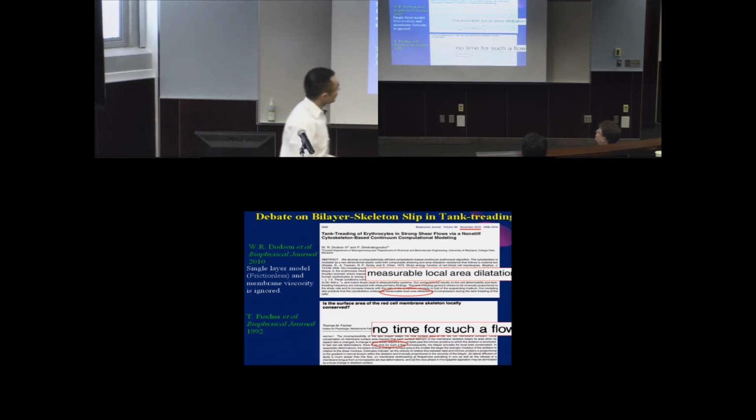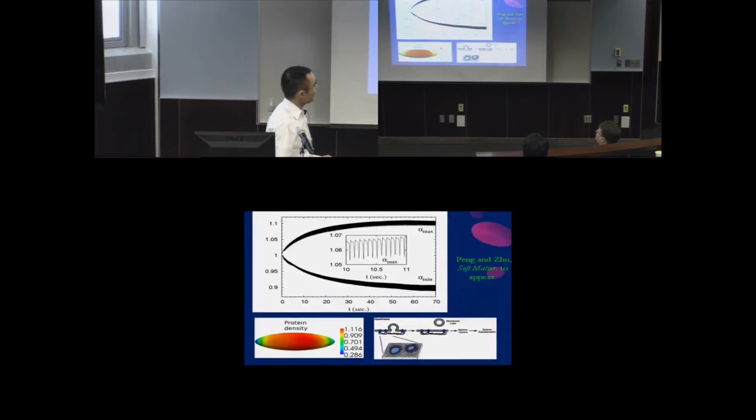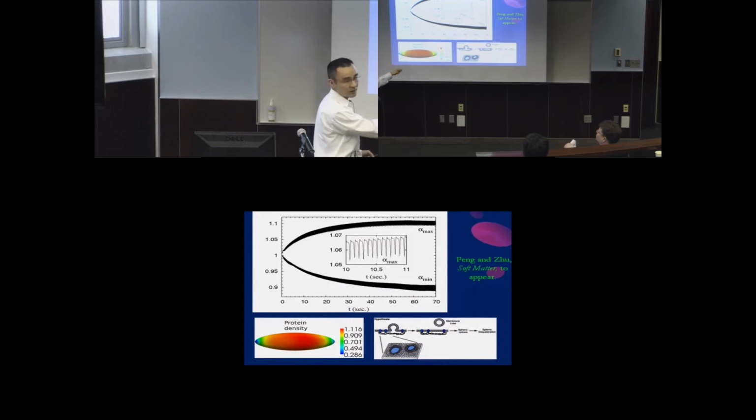Who is right? Now, using our model, we can quantitatively study this process. Now, I show you the result. The x direction is time, the y direction is the area deformation. This one is the expansion, it's greater than 1. This one is compression.